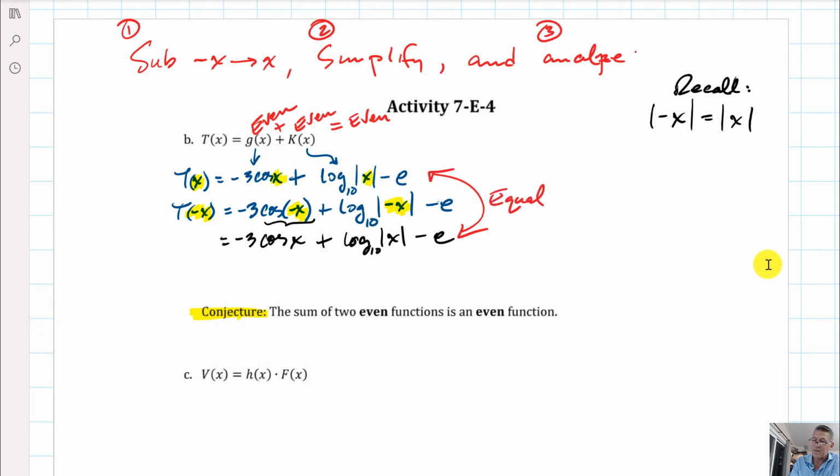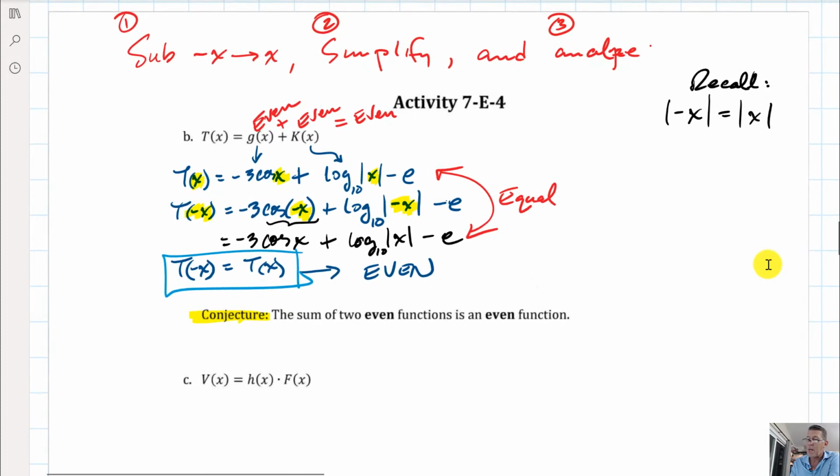All right, which means that this is equal to the original function, t of x. So I substituted negative x, I got t of x. So I got the original function right here, which tells me that we have an even function algebraically. This last step is the definition of even, and that's key. If you substitute in negative x and you get the original function, it's even. If you don't get the original function, it may be odd, or maybe neither. It depends on what happens.